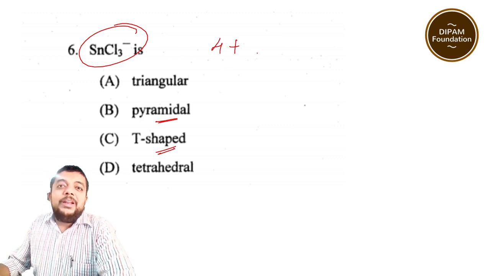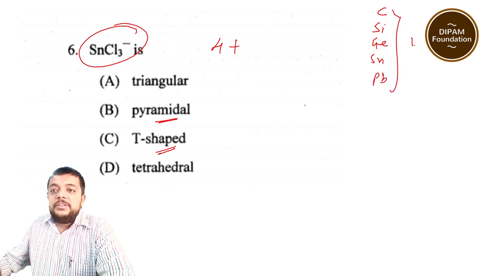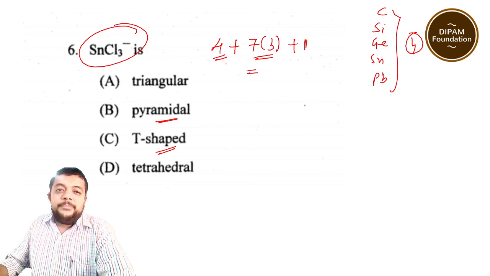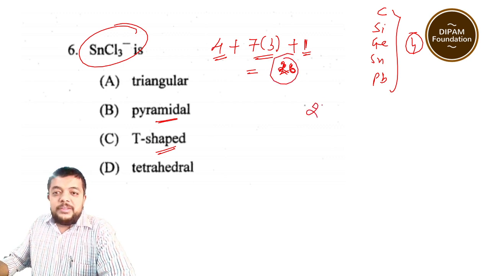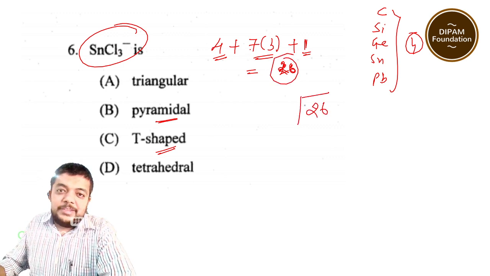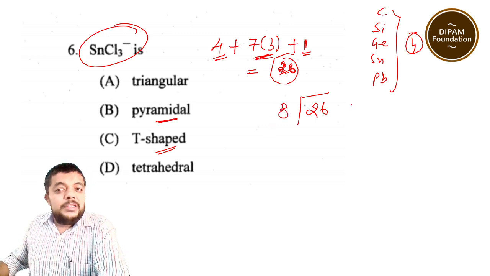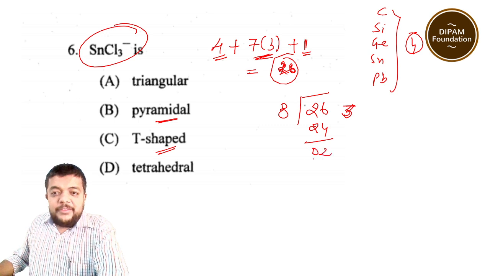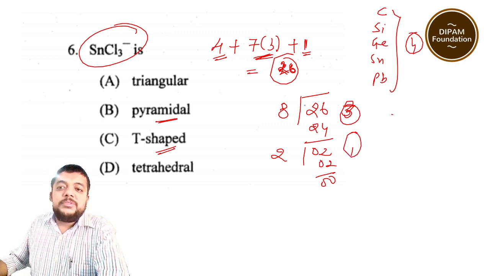So SnCl3 minus. Tin has 4 valence electrons because it is in the carbon family: carbon, silicon, germanium, tin, and lead. So it has 4 valence electrons. Apart from this, each chlorine has 7, three of them, and 1 negative means 1 electron extra. So 7 threes are 21, plus 4 is 25, plus 1 is 26. So its total is 26. Let us do it again. Chlorine is 7, 7 threes are 21, plus 4 is 25, and 1 is 26. When the total is 26, I need to divide it by 8. So 8 threes are 24, I am left with 2. 2 divided by 8 is 0. So it is a 3 plus 1 chemistry.